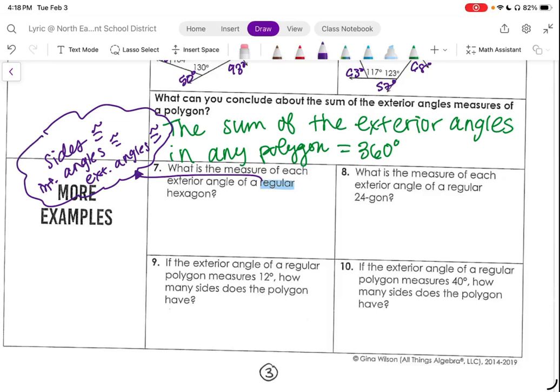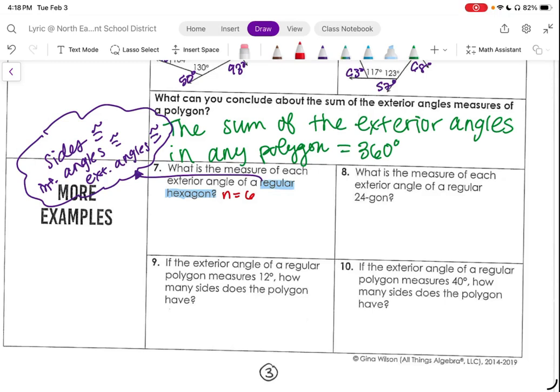So what is the measure of each exterior angle of a regular hexagon? Okay, look back at your first page. How many sides are in a hexagon? If you're thinking 6, then that is correct, and 6 will be our n.